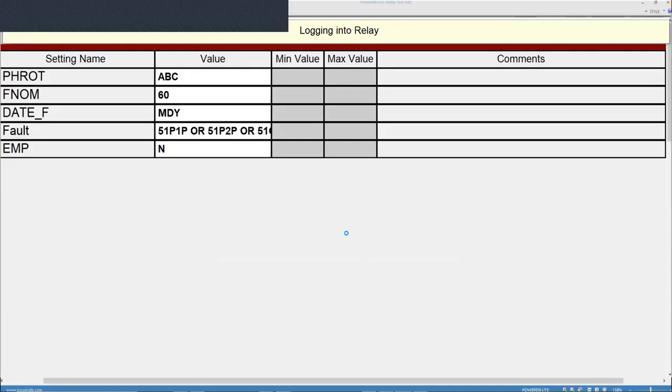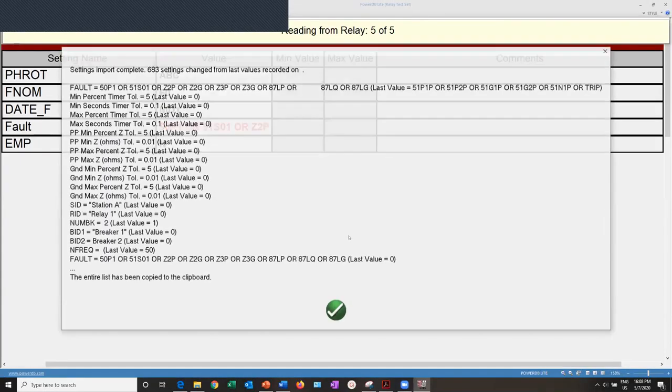Now, I do this because it's easier. I don't have to type in all the settings and whatnot. It's just a simpler procedure, I would say, for me. We can do this with most Schweitzer relays. I think if you were here for the previous presentation, you heard Mohit.